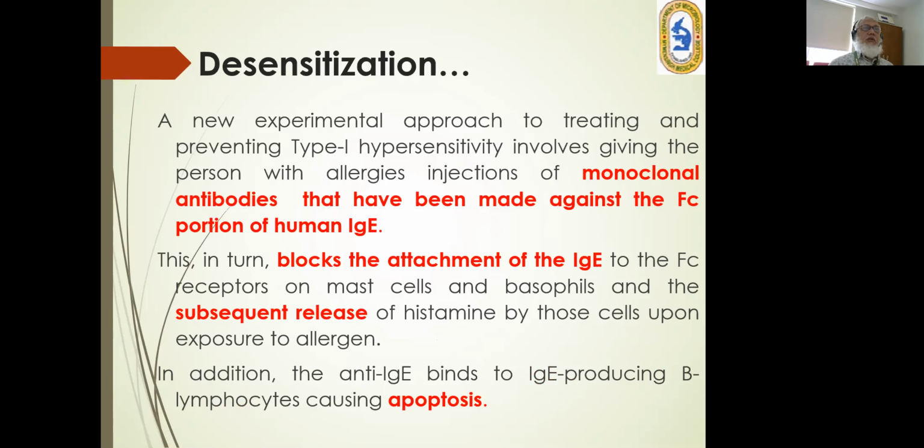Besides this, there is a new experimental approach. If we can produce monoclonal antibodies made against the FC receptor, the FC portion of immunoglobulin, this blocks the attachment of immunoglobulin E to the FC receptor on mast cells and basophils, and subsequent IgE will be produced, but they will not be able to bind to the FC receptor. And if they cannot bind, then anti-IgE binds to the IgE producing B cell, they cause apoptosis.